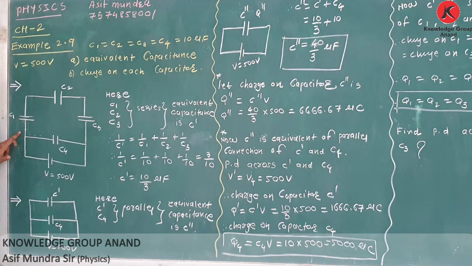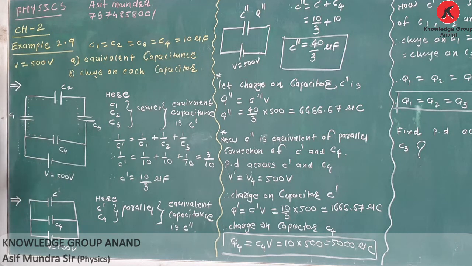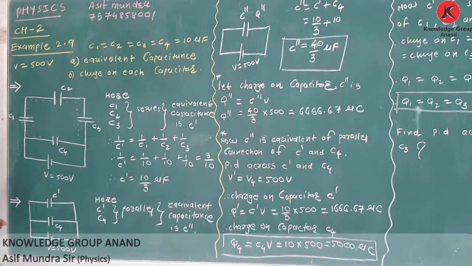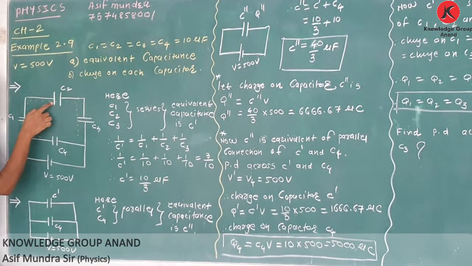Okay. Now if you observe this part, see, it is a single path, no branches. Means C1, C2 and C3, they are in the same path. See, the second plate of this capacitor is connected with this plate. Its second plate is connected with this plate.